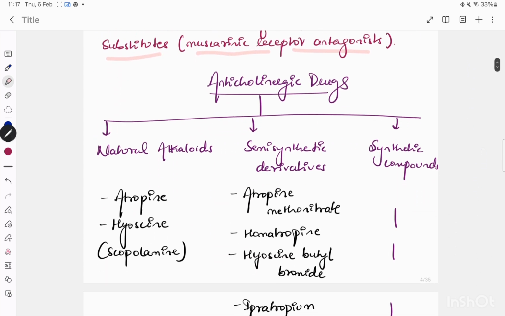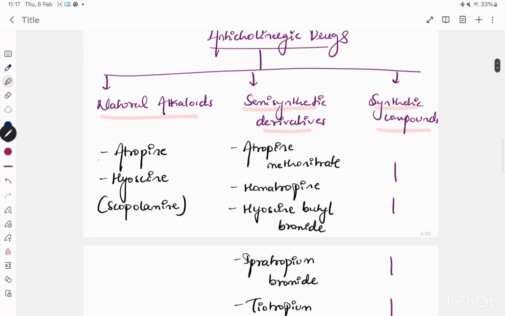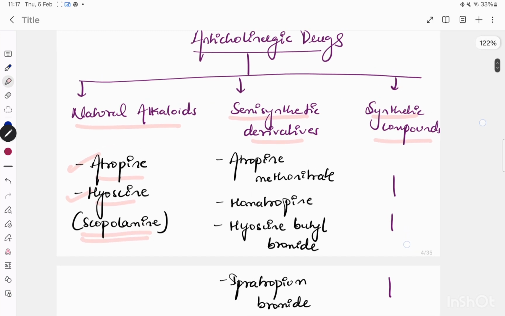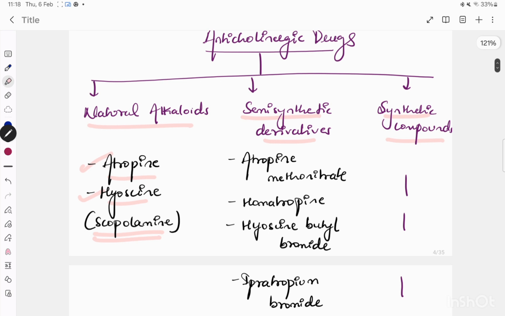First, in anticholinergic drugs, you have natural alkaloids, semi-synthetic derivatives, and synthetic compounds. In natural alkaloids, what do you have? You have atropine and hyoscine. These we obtain directly from plants, so they are grouped under natural alkaloids. Hyoscine is also known as scopolamine. Then we have semi-synthetic derivatives.